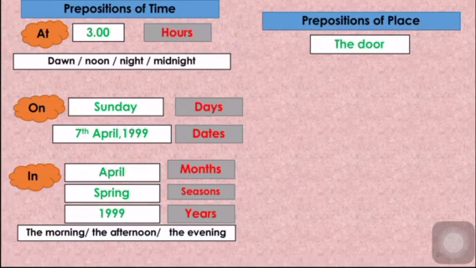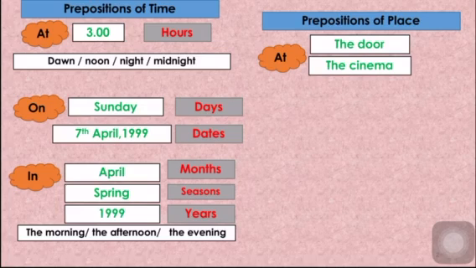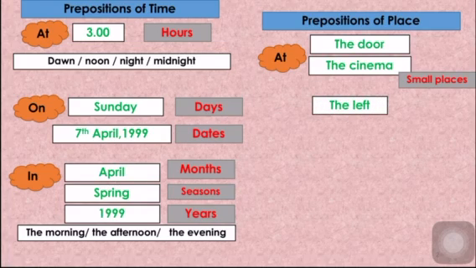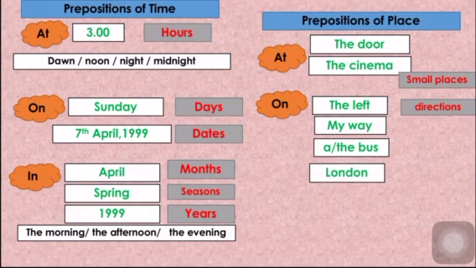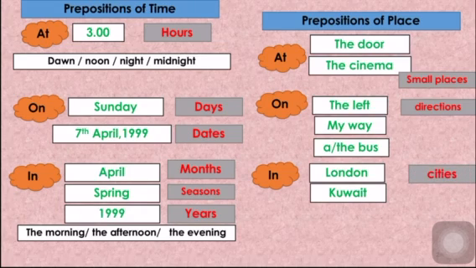If I have the door or the cinema, before this we use at. So at is used for small places. What about the left, my way, or a bus, the bus? Means of transportation. So we use on. So on is used for directions and means of transportation. What about London or Kuwait? We use in. In is used before cities or countries.